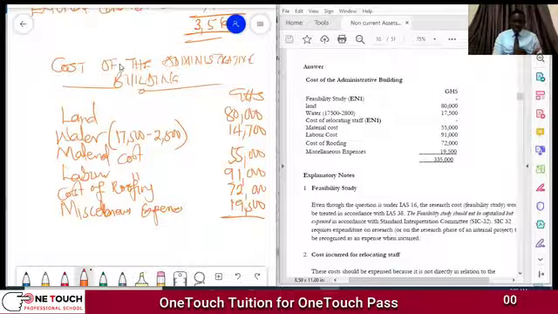Good. So 80,000 plus 14,700 plus 55,000 plus 91,000 plus 72,000 plus 19,500 gives us 332,200. Okay, 332,200. Good. To take note here, the 2,800 wasn't subtracted. That's how come we got 335,000. So please take note of it. Okay, good.